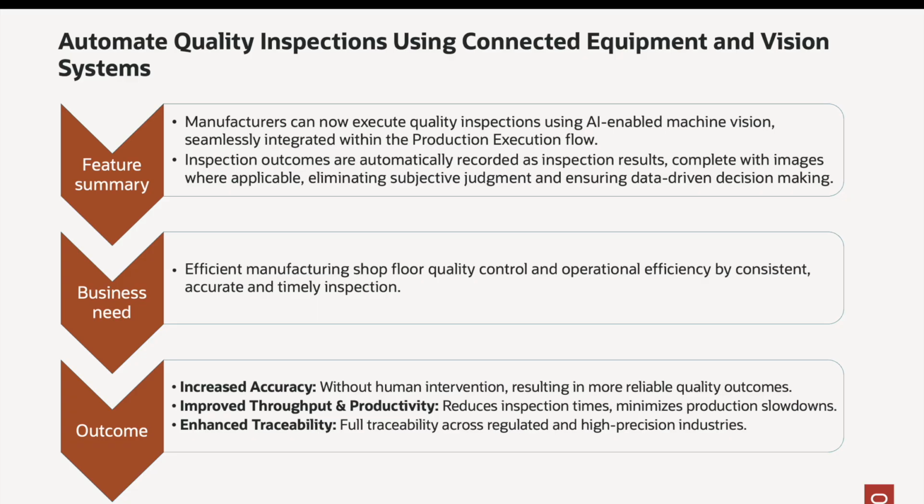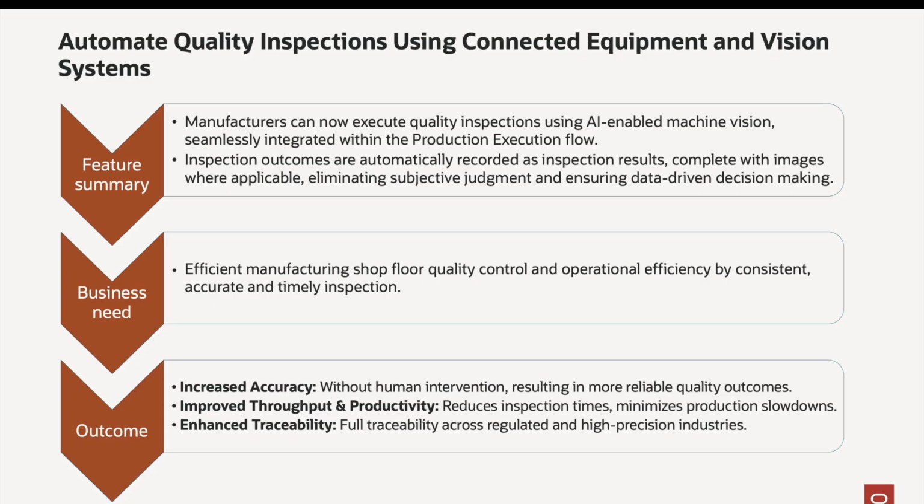In manufacturing environments where precision, speed, and repeatability are critical, visual inspections performed manually by operators often lead to inconsistencies, operator fatigue, and higher inspection costs. With this update, manufacturers can now execute quality inspections using AI-enabled machine vision seamlessly integrated within the production execution flow of Oracle Fusion Manufacturing Cloud.